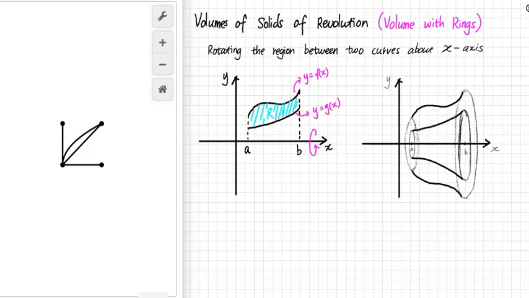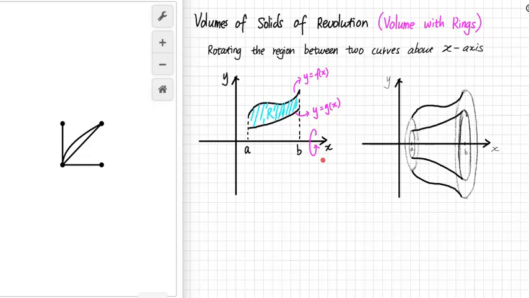In this video, we're going to learn how to find the volumes of solids of revolution, which is rotating a region between two curves about the x-axis. Now let's have a look at the picture. Here on the right hand side, I have a blue shaded part, and you can see that this is going to be rotated about the x-axis.